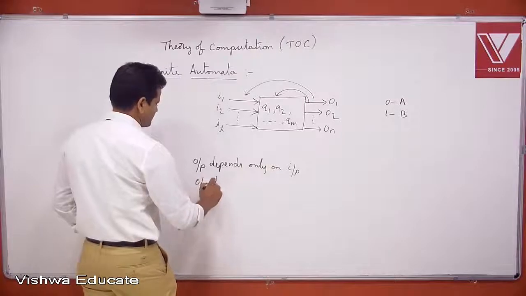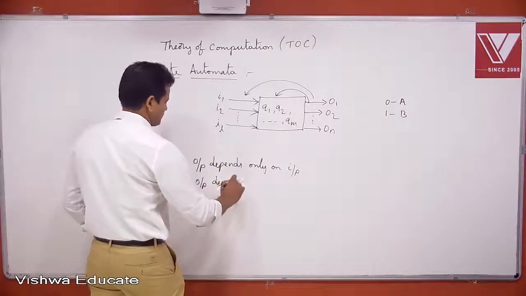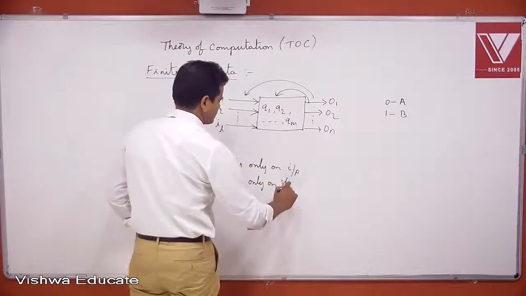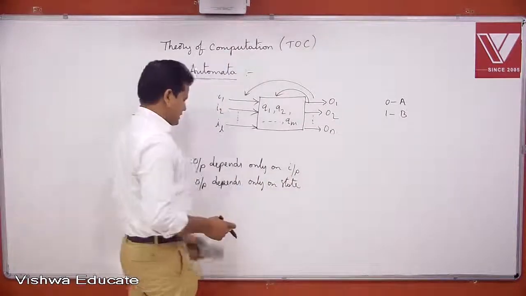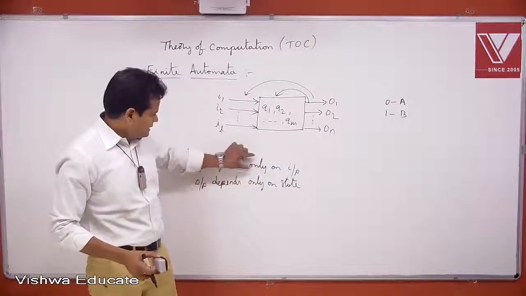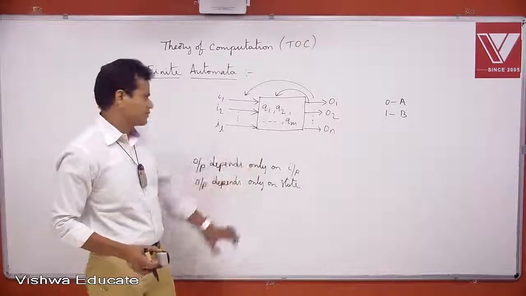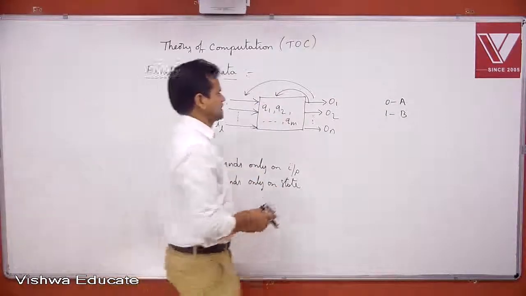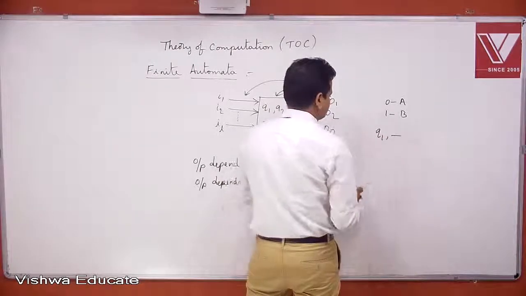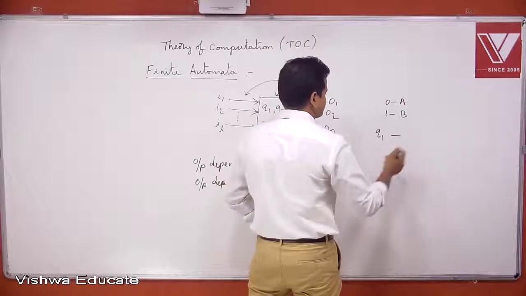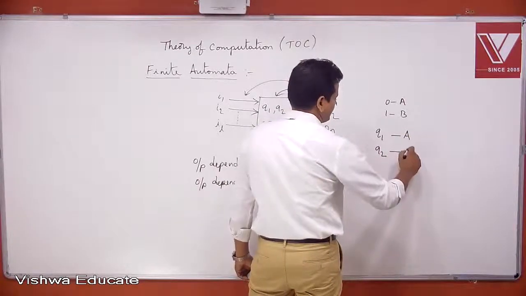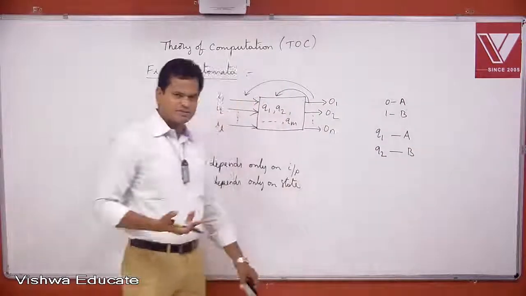Output depends only on state. That means here it is independent of the input. Here it is independent of the state. So when the output depends only on state, that means if the machine is in Q1, it gives some output, let it be A, and when the state is Q2, it may go to a different output, maybe B or C or something else.